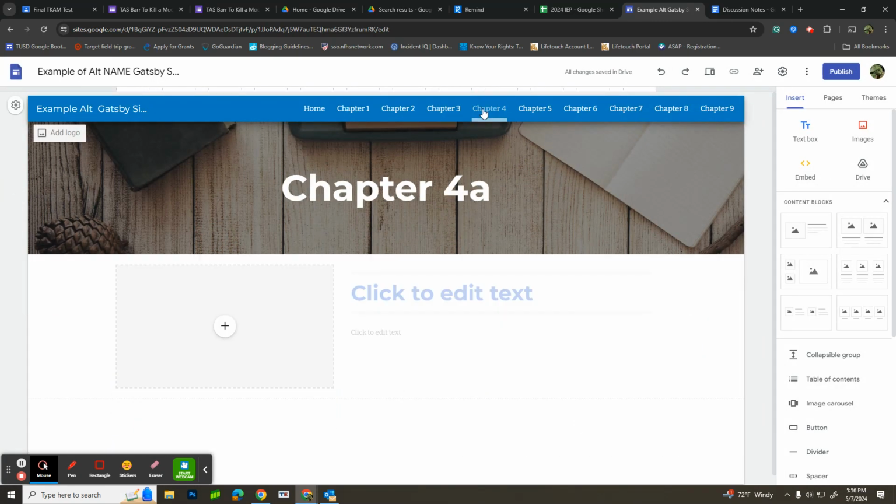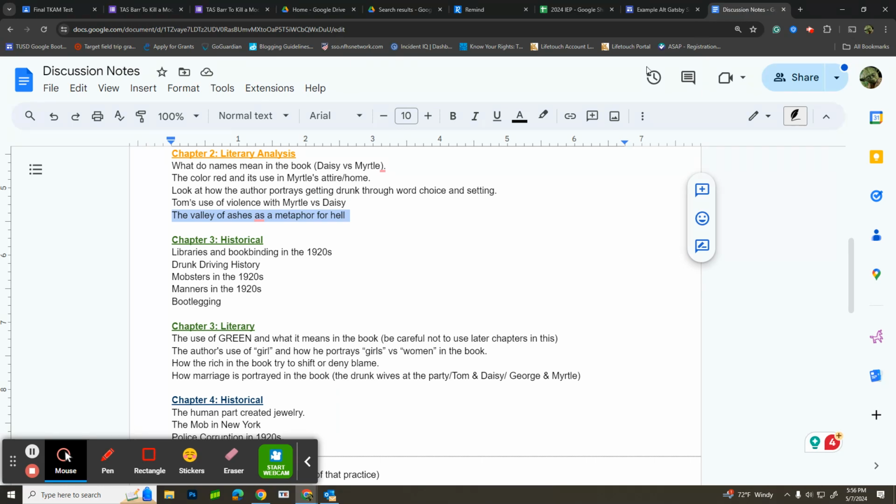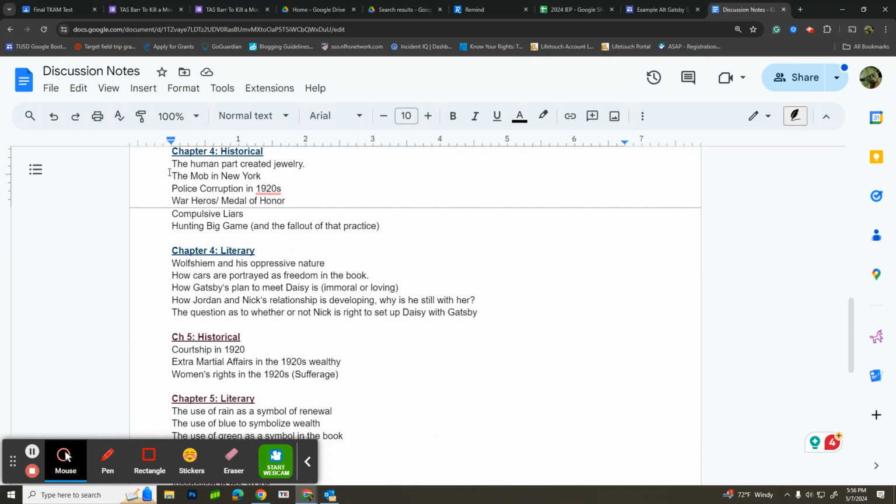Now my next one is chapter 4. When I go back to my discussion that I had with my classroom, I noticed that I had this. Now, I liked how cars are portrayed as freedom in the book. So I can talk about how cars are super freeing and how they're independence. But I also know that I really, really liked looking at all that Gatsby did while he was gone. And one of the big things he did was hunting big game.